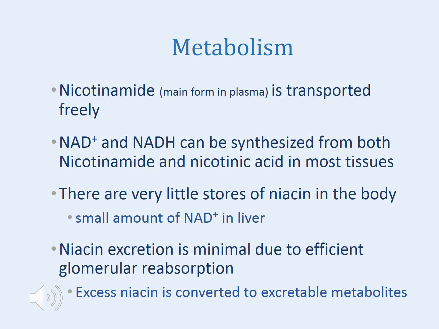So nicotinamide, which is the main form in the plasma, then circulates in the blood to the liver where it's attached to transport proteins. It's then released by the liver to cells that require it. NAD and NADH, i.e. the coenzyme forms of niacin, can be synthesized from both nicotinamide and nicotinic acid in most tissues. The amount of niacin in the liver is constantly being used. It's a pool of niacin rather than a store, much like the liver's protein pool. And niacin excretion is minimal due to really efficient glomerular reabsorption in the kidneys.